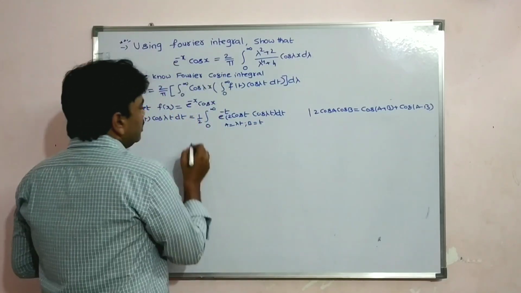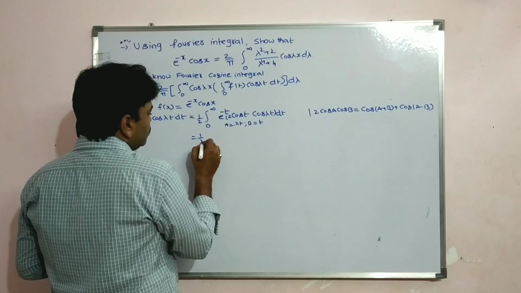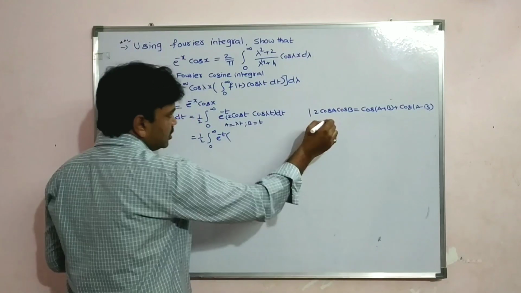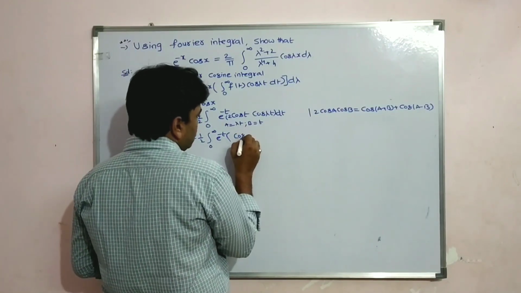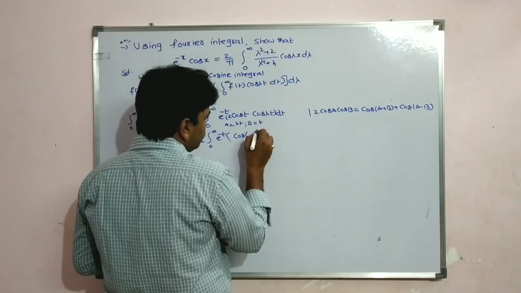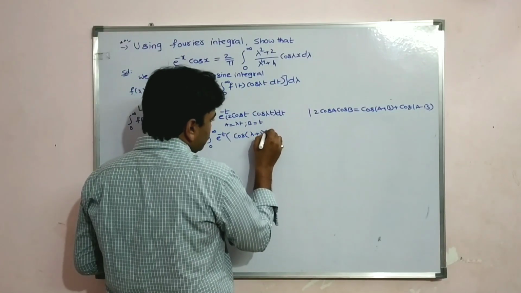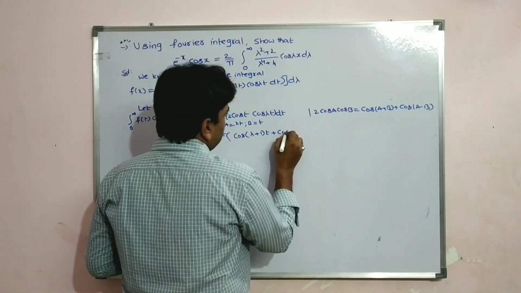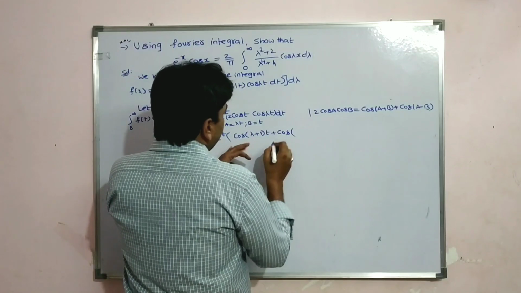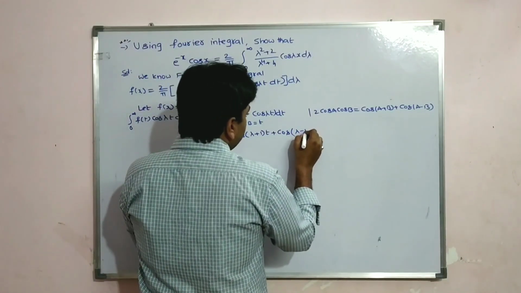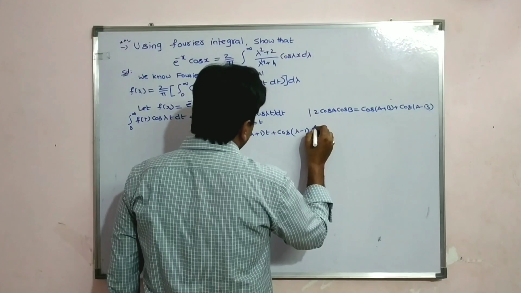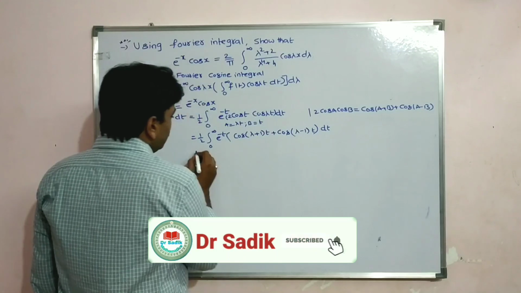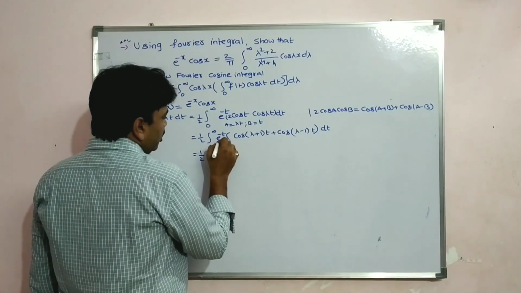That is equal to 1 by 2 into integral 0 to infinity e power minus t into, tell me, students, cos a plus b. So, cos lambda t, taking t common, we get here lambda plus 1 into t, plus cos a minus b. Again, taking t common, we get here lambda minus 1 into t, into dt.